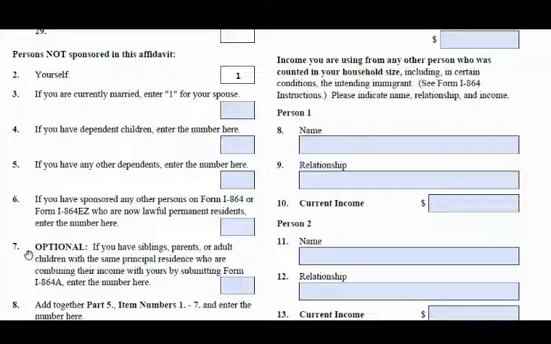And then number 7 is optional. Basically, you don't have to do it, but if you want to, you can put it there. This just means if you have siblings, parents, or adult children with the same principal residence who are combining their income with yours by submitting Form I-864A, enter the number here. So basically, if you have your brother and sister, or parent, who are using their income to help you sponsor the intended immigrant, you're going to provide the number, but it's optional. You don't have to.